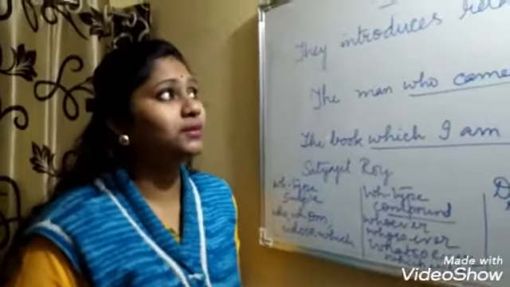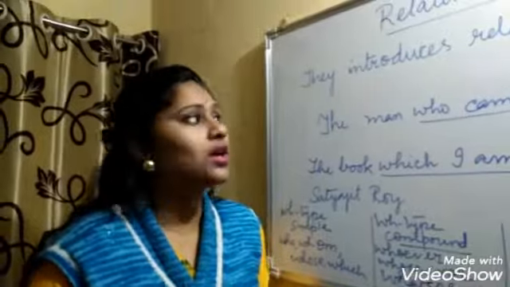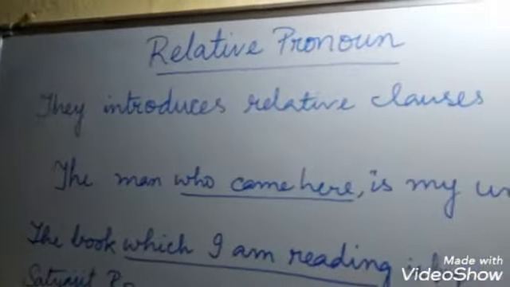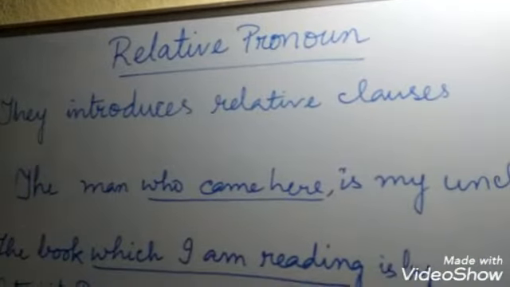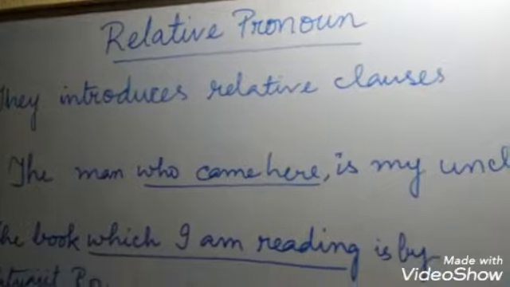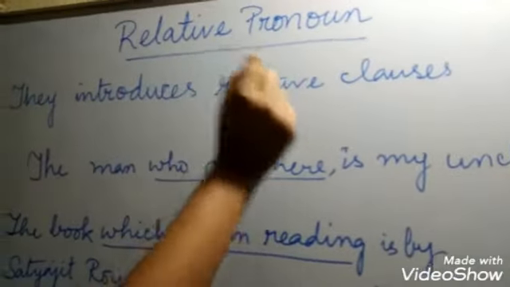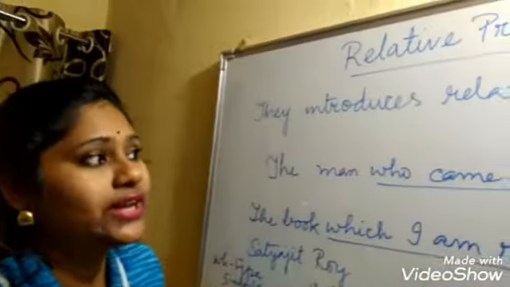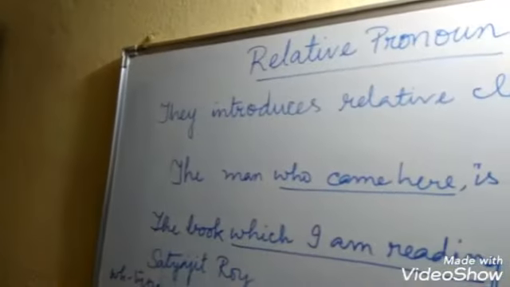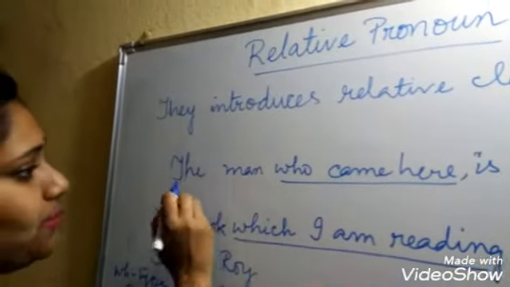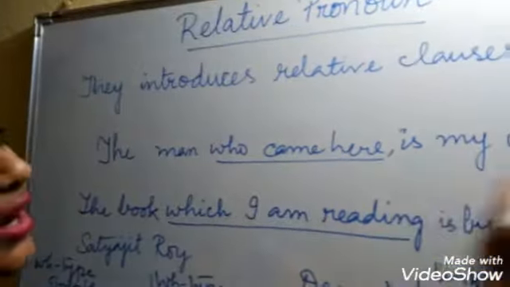So now we will discuss the relative pronouns. They are pronouns that, alone or as a part of a phrase, begin or introduce relative clauses. So as a single word or as a part of a phrase, they introduce relative clauses. Now let us see what that means. Let us take an example. The man who came here is my uncle.